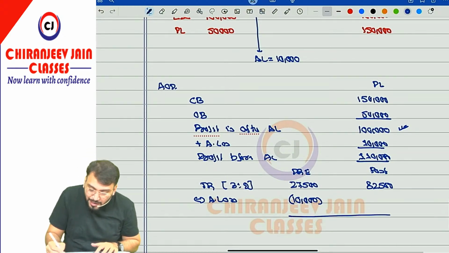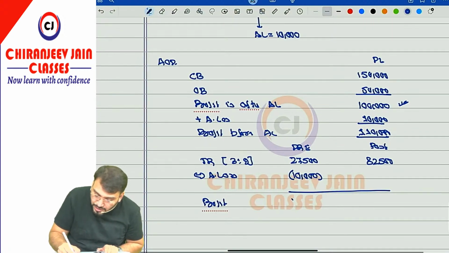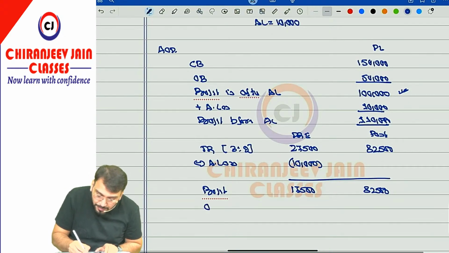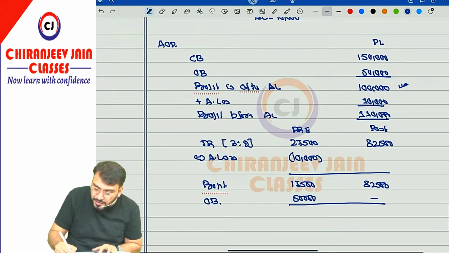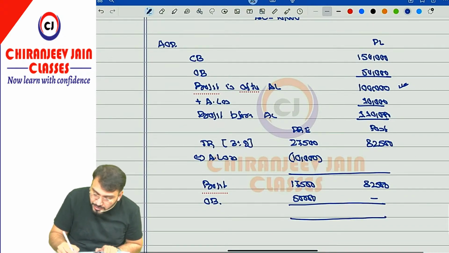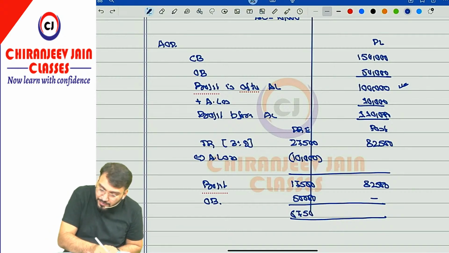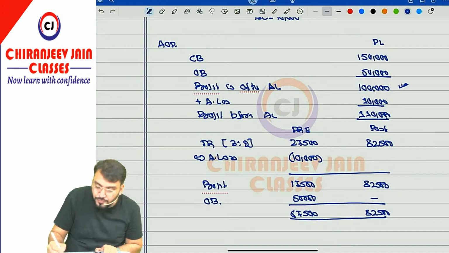So now it becomes allocated profit, whatever profit after abnormal loss, that is 17,500 and 82,500. Correct? In this we'll add opening balance. Opening balance is how much? 50,000 and nil. So this becomes total pre and post acquisition profit. This becomes 67,500 and this becomes 82,500. Understood? Have you understood? Correct?